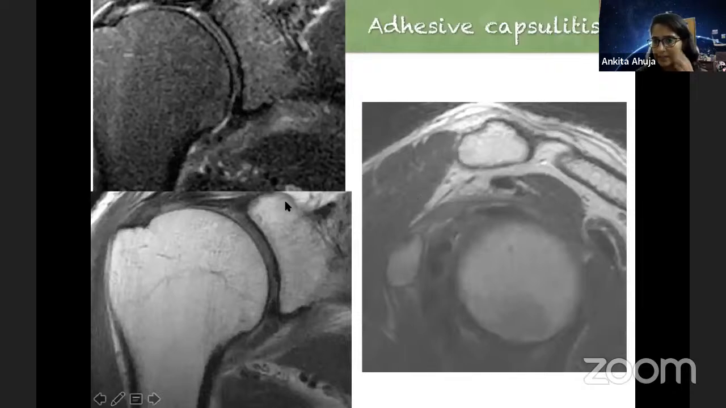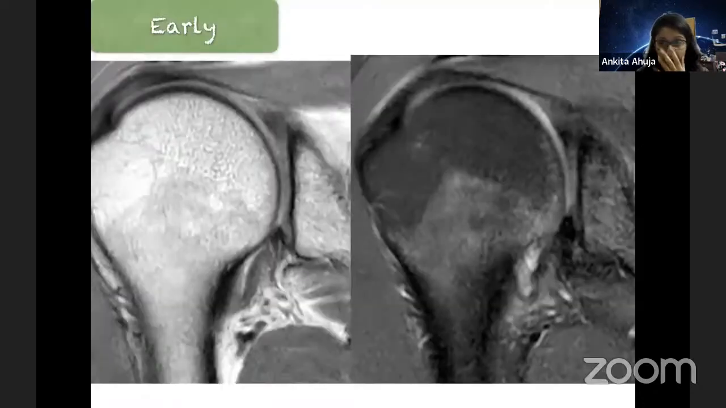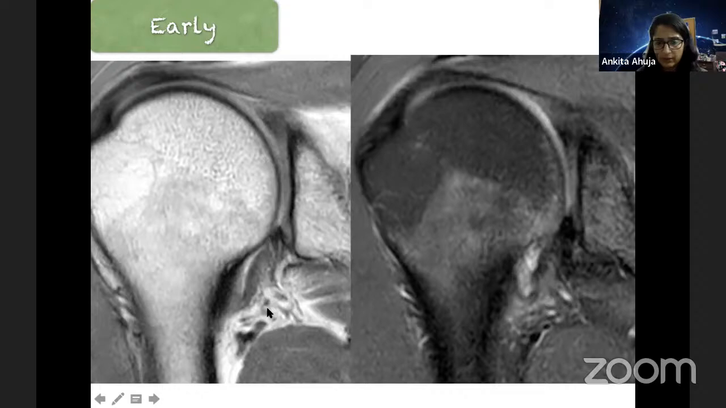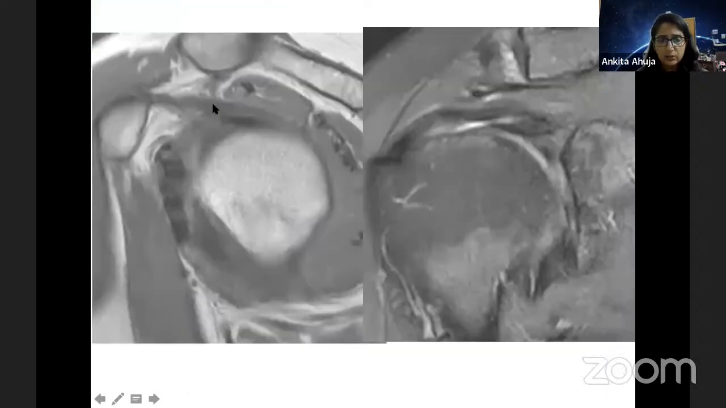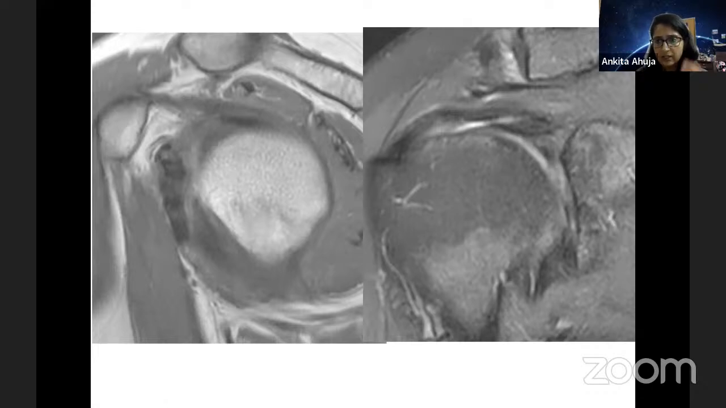So this sums up the case of adhesive capsulitis. Now, you can even call something adhesive capsulitis as early, mid, or late. So let's quickly have a glance at the cases here. Here you see there is a thickened inferior glenohumeral ligament with a lot of edema. And here you see that there is rotator interval, coracohumeral ligament and superior glenohumeral ligament thickening with edema in the same corresponding area. So you have edema in the areas along with some thickening.